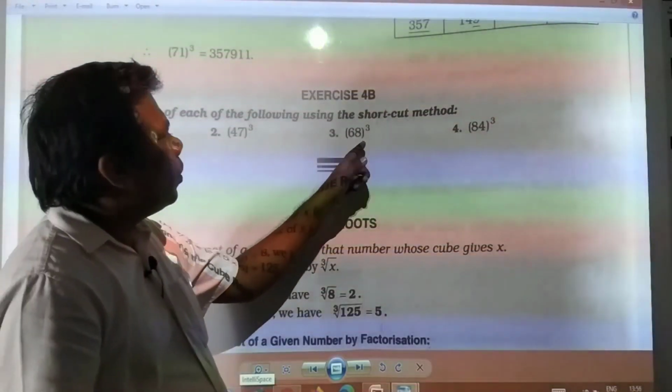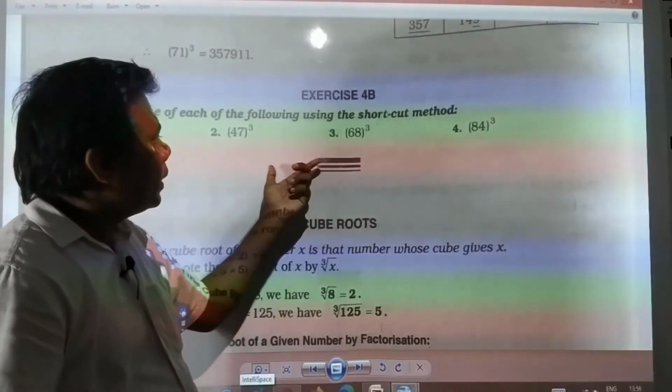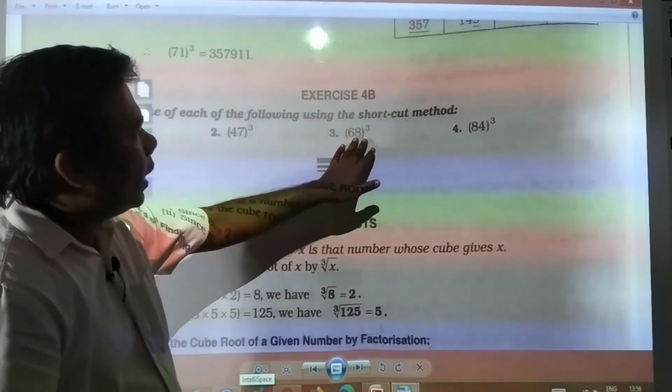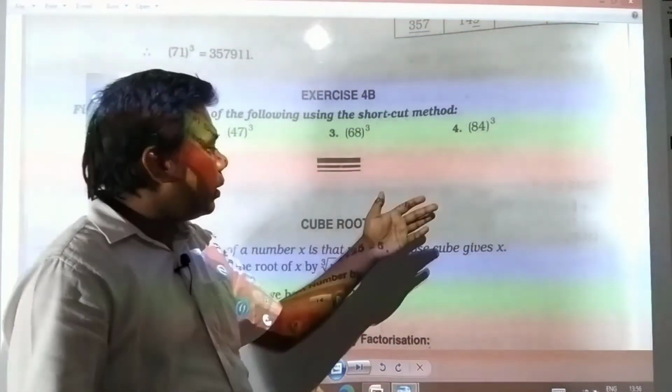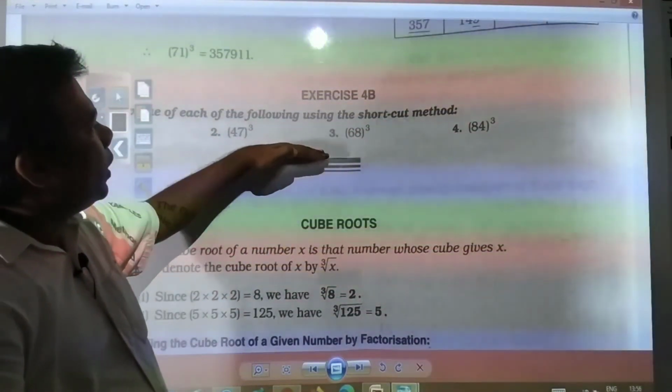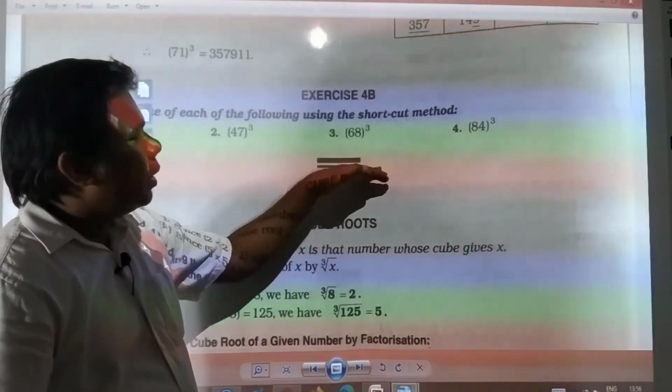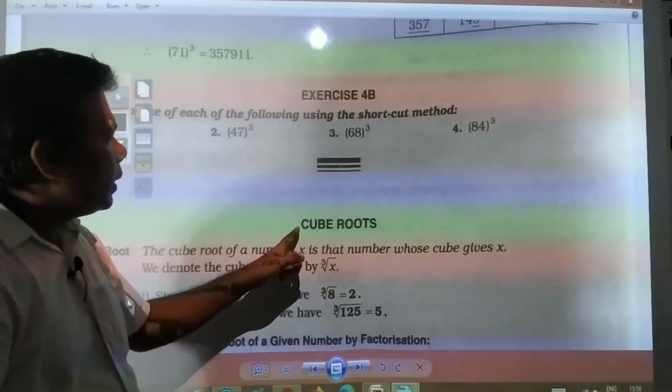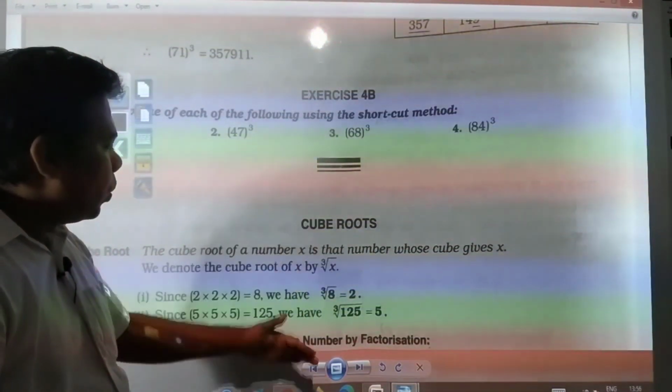Rest of the questions, only 2 questions you have. In the same way you need to find out 68 cube and 84 cube. I think you will be able to do. So up to here each and every question must be there in your notebook, and next day we will start cube roots. So just you go through.